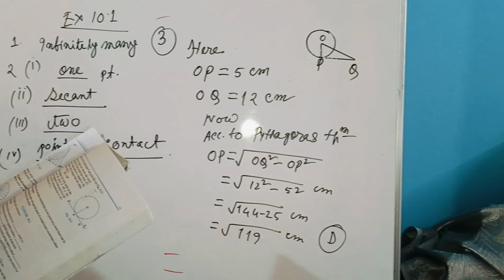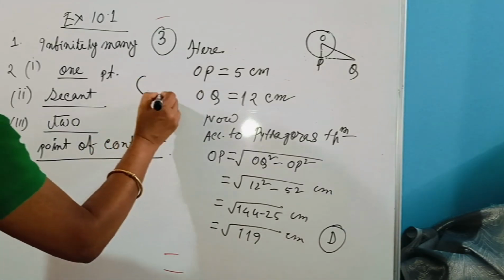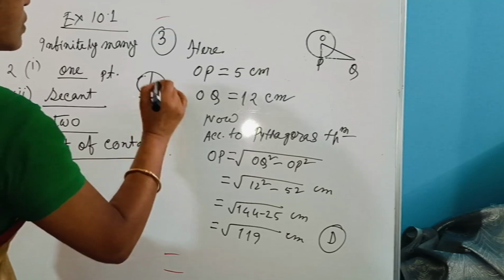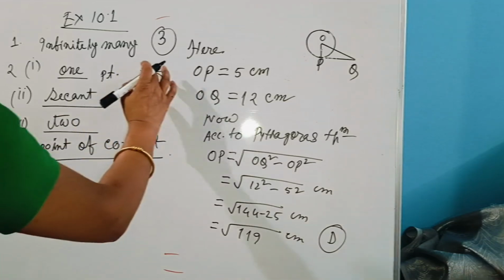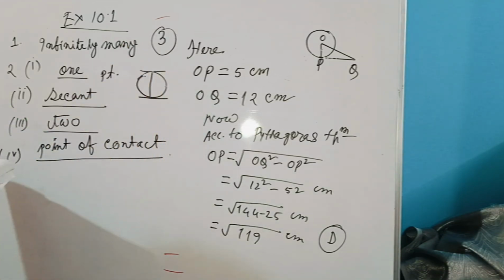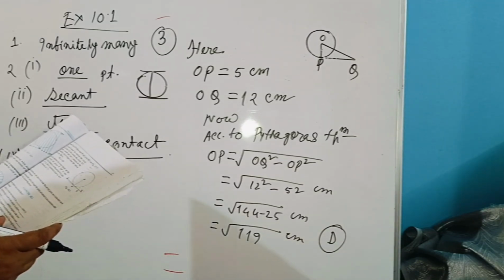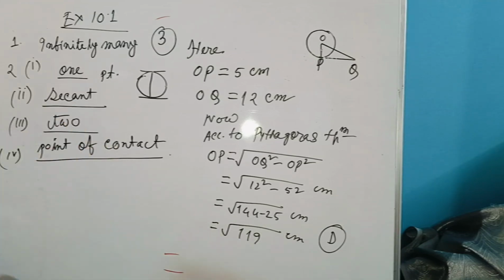Number 3. A circle can have dash parallel tangents. Suppose this is a circle. Okay. Suppose it is a diameter. You can draw only 2 parallel tangents. Understand? So we can have at most 2 parallel tangents. Okay. A circle has at most 2 parallel tangents. Number 4. The common point of a tangent to a circle and the circle is known as the point of contact.